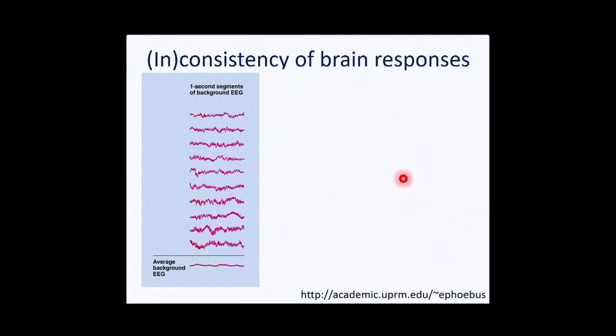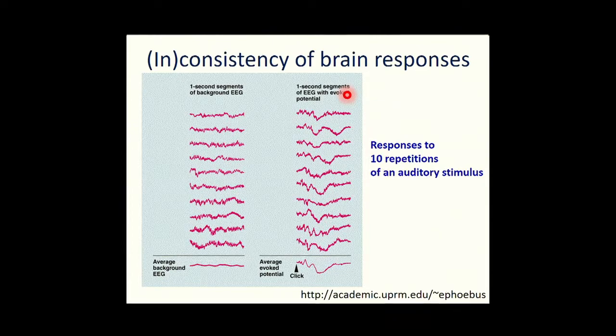Now, if you do present a stimulus, the very same stimulus, in this case an auditory stimulus, a click, what you see is that something happens, the electrical activity changes, but it doesn't do it very consistently. So you have here 10 different repetitions of the same stimulus, and what you see is that the baseline goes down and then goes back up. But there is a lot of variability. Now, you can average all those responses to get basically a consistent deflection, a consistent response.